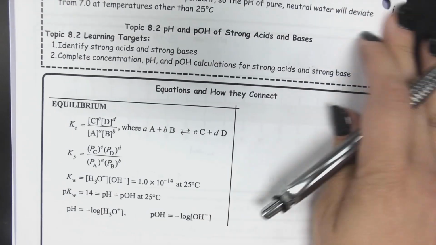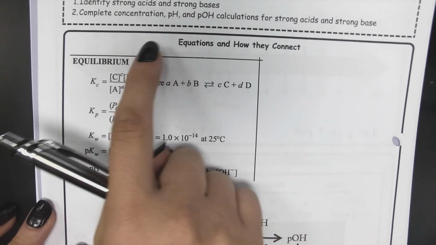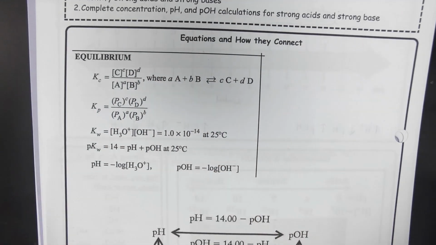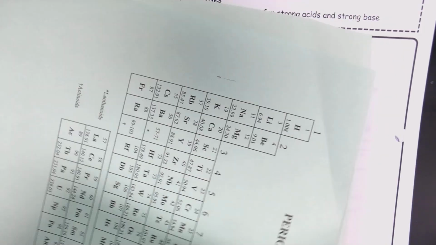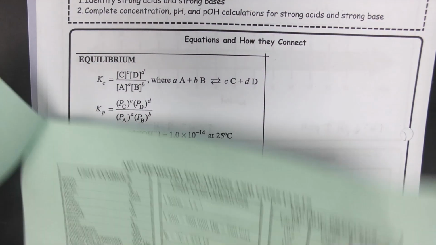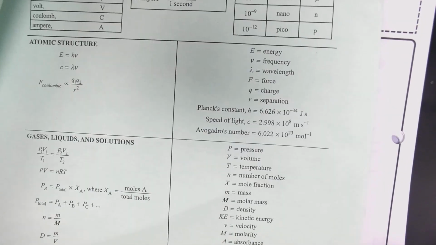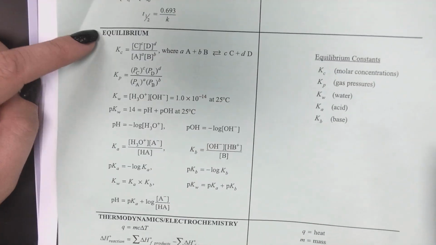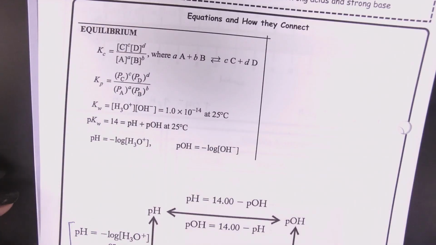Just a reminder, this is just a copy of what's in your reference, right? See where it says equilibrium? And so then if you, here's the first page, you turn to the back where it says equilibrium. So you have this information.